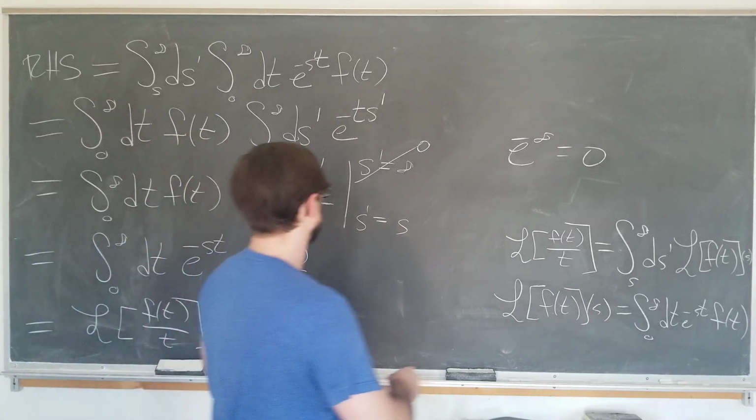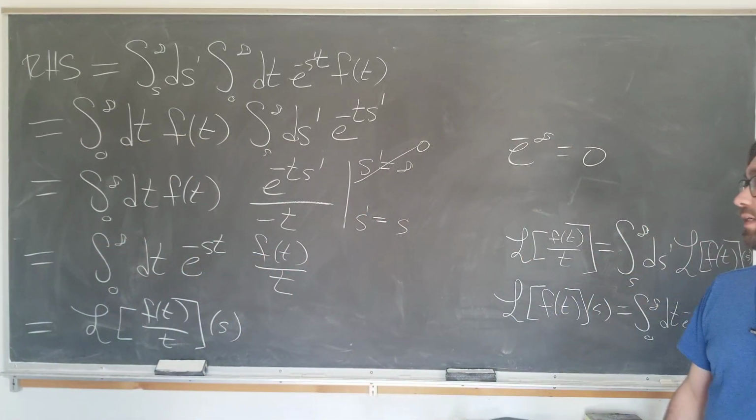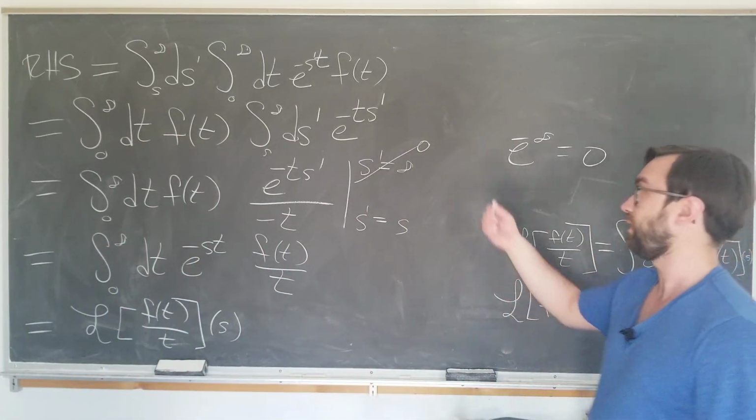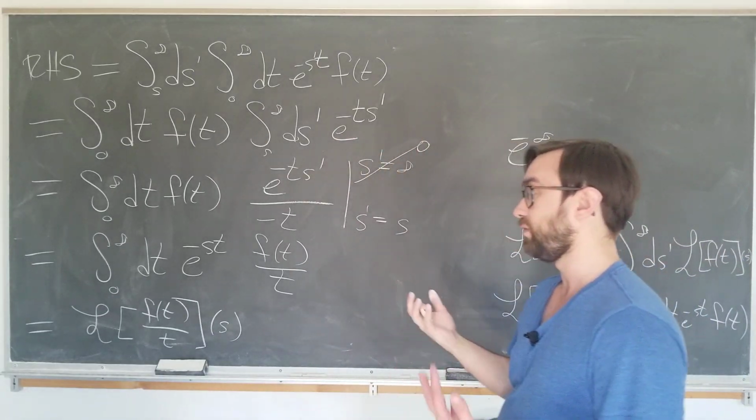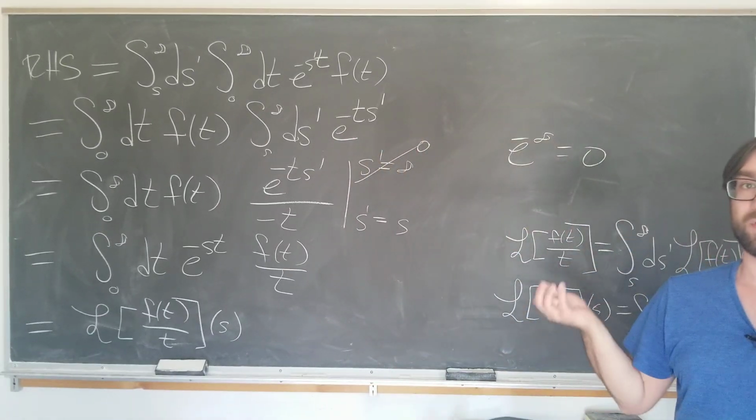So that's it. That's the derivation of the identity. I think it's pretty straightforward, though you've got to keep your variables straight and so forth. Don't get confused like me halfway through.